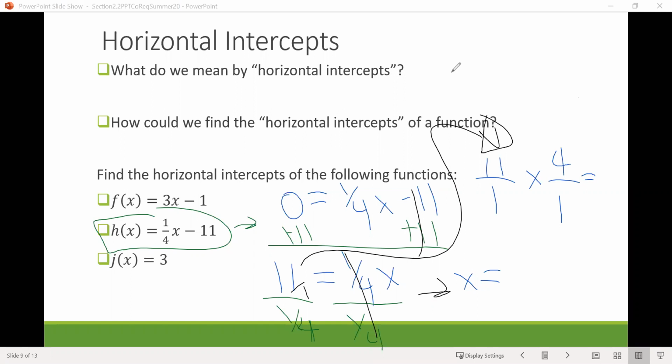If we multiply straight across, we'll get 44 over 1, which is just 44. So the x value here is 44. So then we know the coordinates of our horizontal intercept there will be (44, 0).